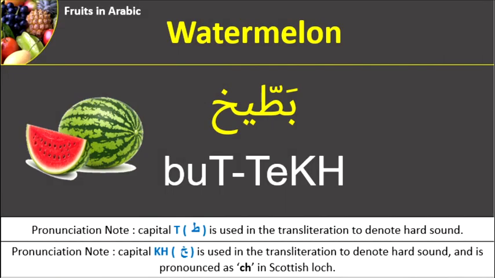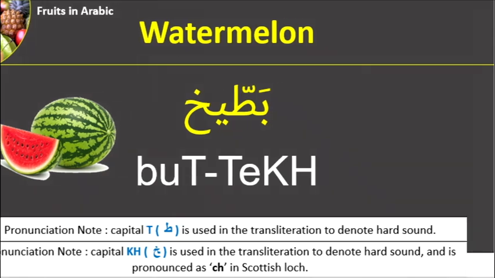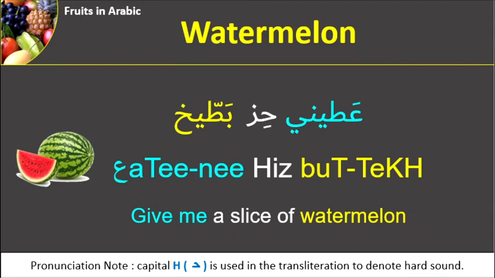The first one is watermelon. بطيخ. For example, أعطيني حز بطيخ. Give me a slice of watermelon. أعطيني حز بطيخ.